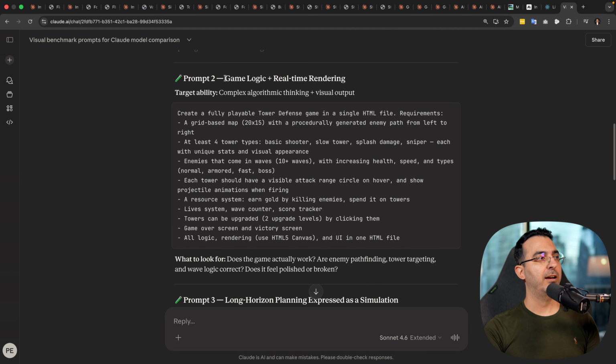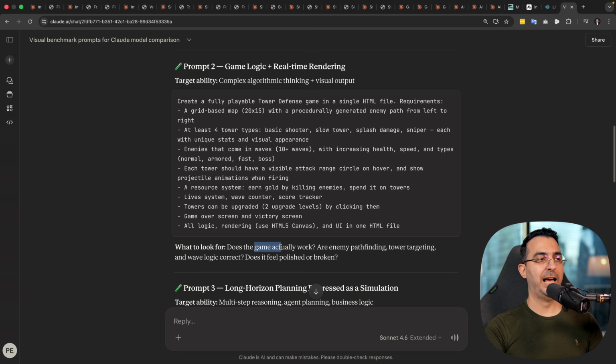Here we have a game. We are testing game logic and real-time rendering. It was one of my favorite projects here, and I really spent some time testing it and going through different results that I got from each of them. And here we are targeting the ability of complex algorithm thinking and also visual output. We are going to see if the game is actually working. Are our enemies finding their path?